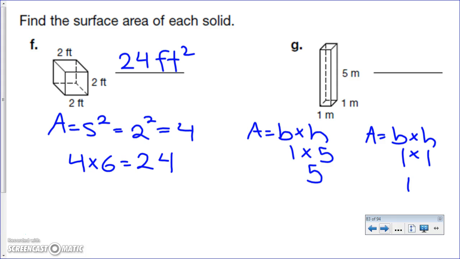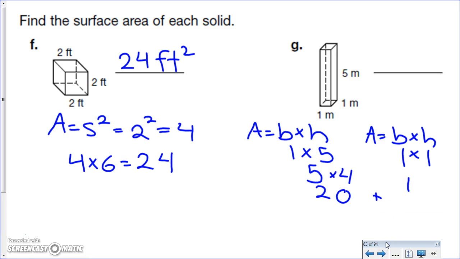Okay. For the first set of sides, we know we have 4 of those, so we're going to take 5 times 4 and get 20. And then for the side that is 1 meter squared, we know we have 2 of those. We're going to multiply that by 2. Then we're going to add the 20 plus the 2, so we get 22 meters squared for our surface area.